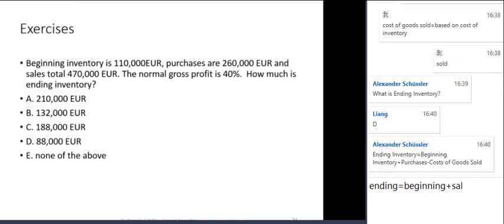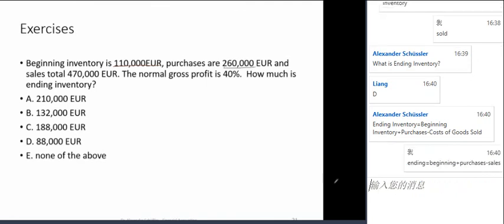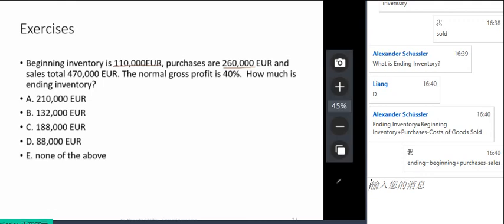So if you think about it, you have beginning inventory, you have the purchases. The question now is, what is cost of goods sold? Yeah, and I have given you a hint. I have said the normal gross profit margin is 40%. Yeah, so 40% of sales is gross profit.